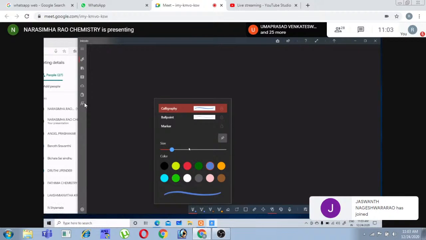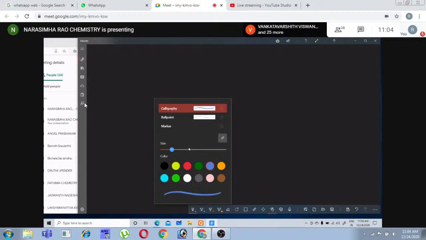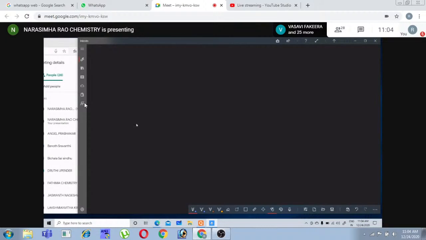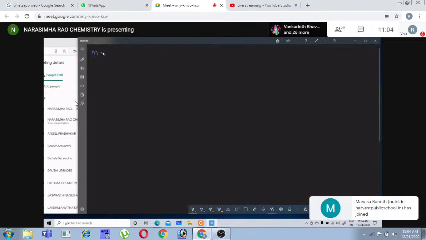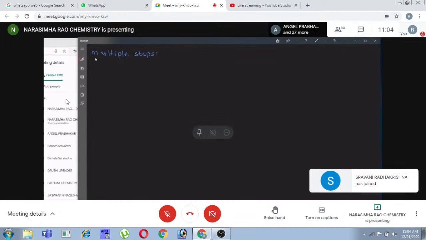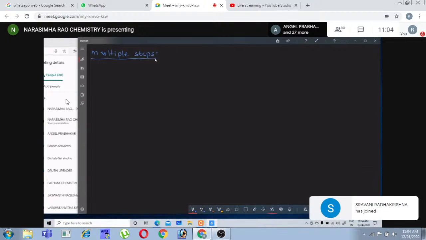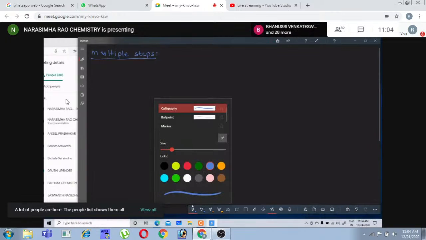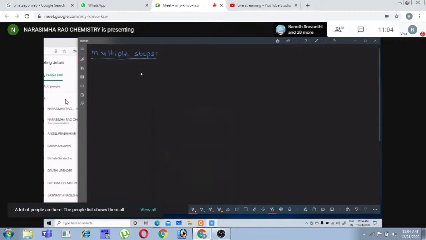So, shall I give one more model problem? Can you solve this one? The next factor is multiple steps. Right, children. How are the multiple steps affecting this? Okay, let me discuss now.